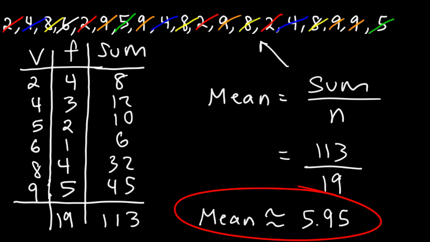So that's basically it for this video. So now you know how to create a frequency table, and you know how to calculate the mean, median, mode, and range using that frequency table.